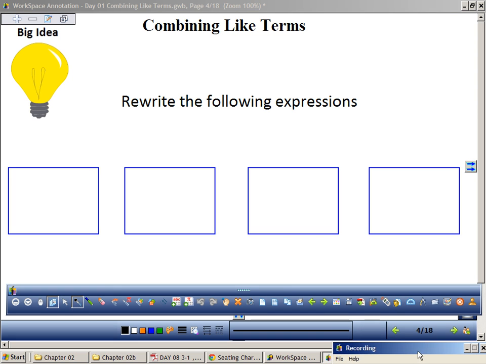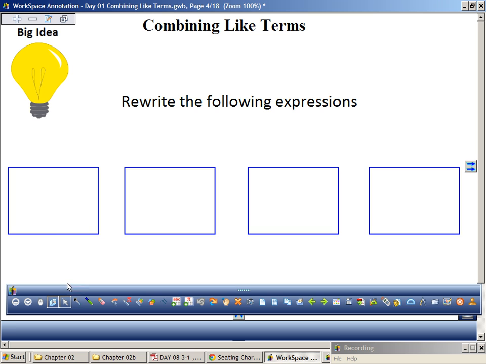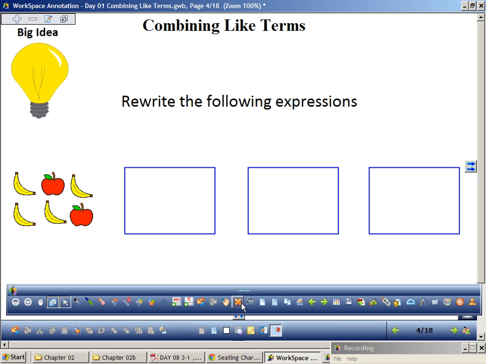So we're combining like terms today. So let's start with this one here. Apples and bananas.